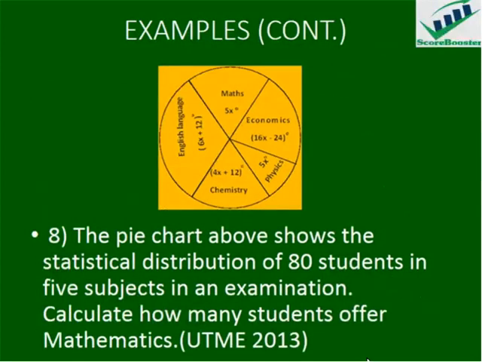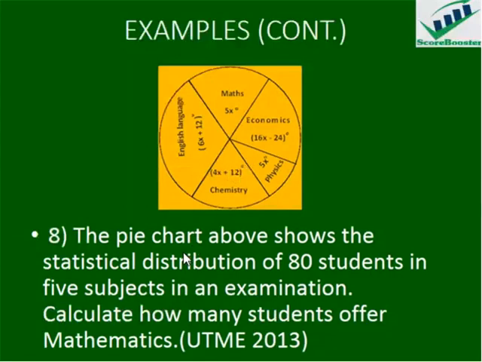Question. This question is also on pie chart. It is also a UTME past question, UTME 2013. We are given a pie chart with subjects mathematics, economics, physics, chemistry, and English language, and their sectoral angle is in terms of x. So for us to know the sectoral angle of each subject, we must first obtain the value of x and substitute it back into the sectoral angle to know the sectoral angle of each subject.